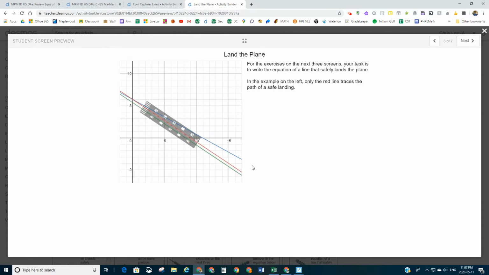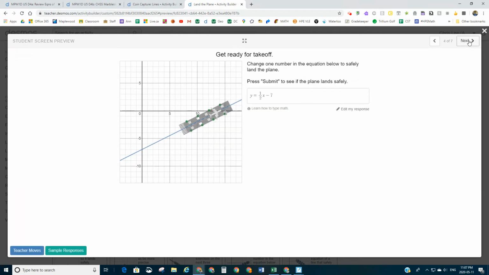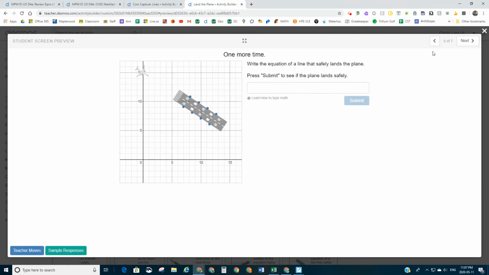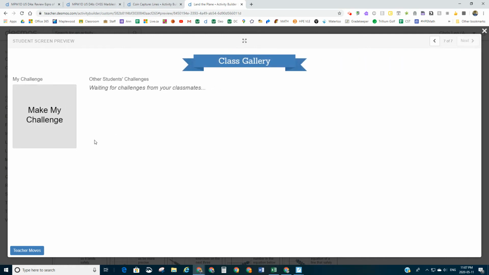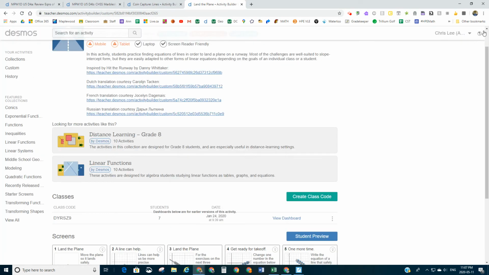This is a really cool activity because in this case, you see how the red line is the only one that's successful. You can come really close, the green line, but it's not safe, and the blue line is a little bit off. So you're going to see these in the challenges to try and land the plane in these activities. And again, there's a challenge one at the end of that if you are interested.